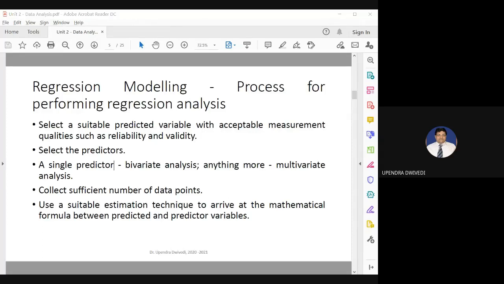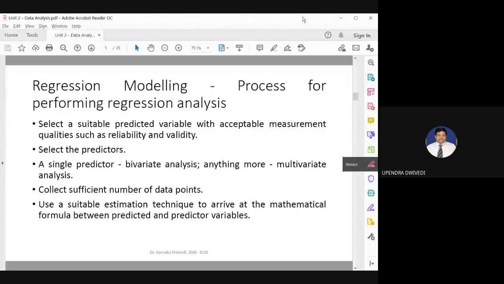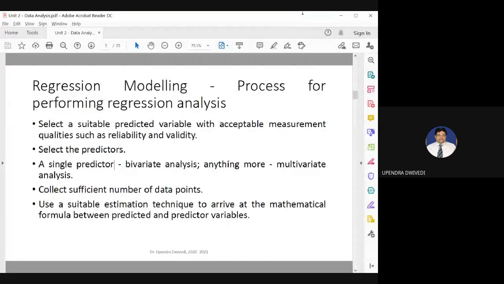Okay, I will give you an example. All of you are getting pocket money. Everyone is getting pocket money. There is no one who is not getting pocket money. So your expenses are directly related to your pocket money.